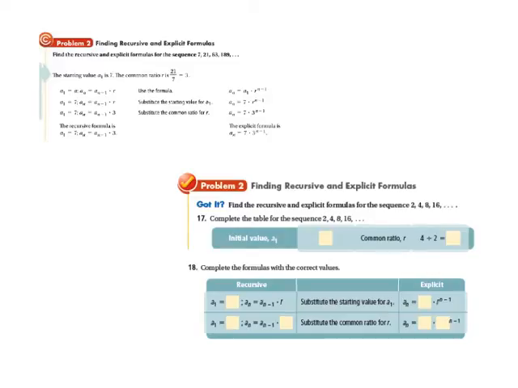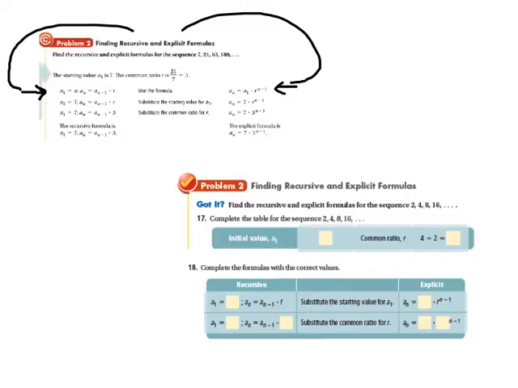Okay, problem 2 wants us to find the recursive and explicit formulas, which we have been given in our books. The recursive formula is this one right here, and the explicit formula is this one right here. Okay, so recursive and explicit.